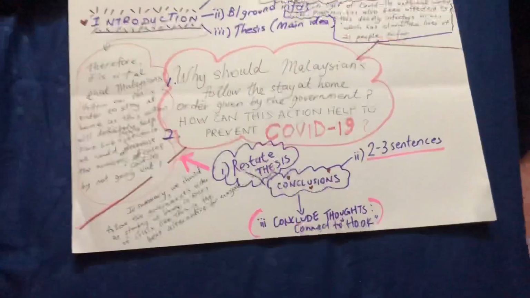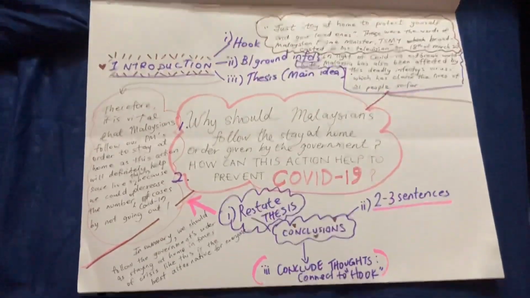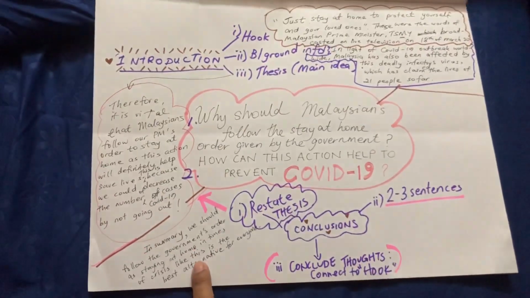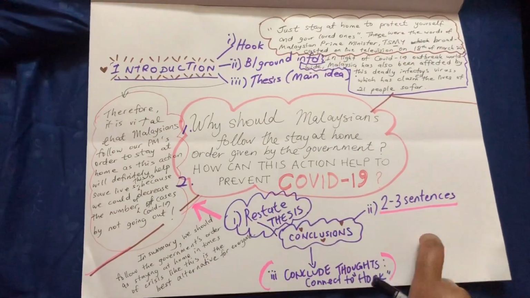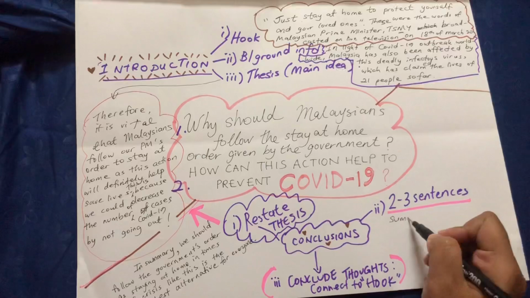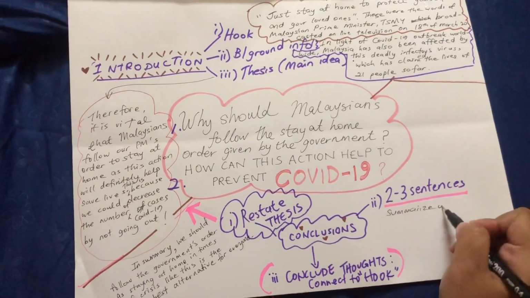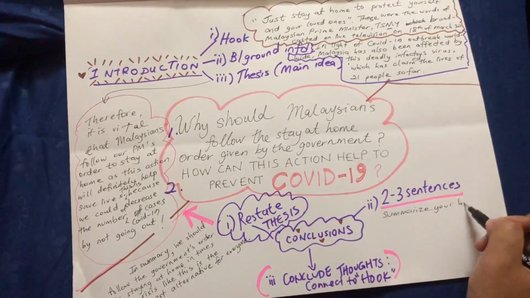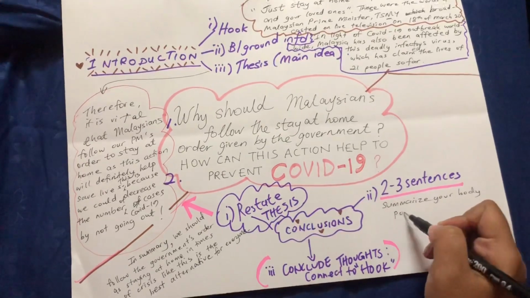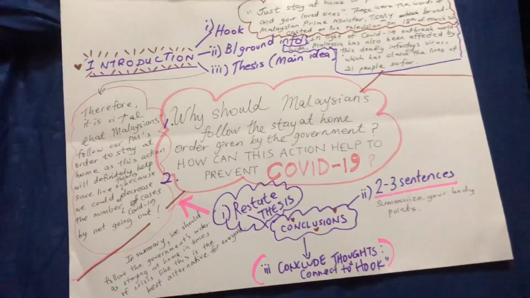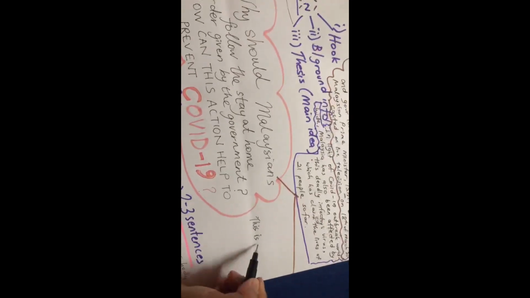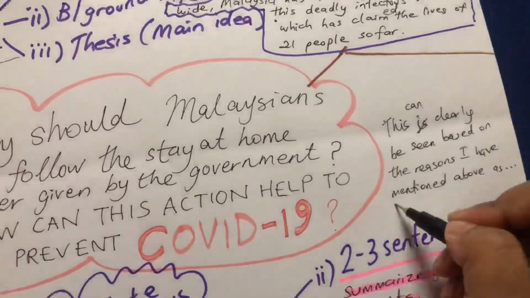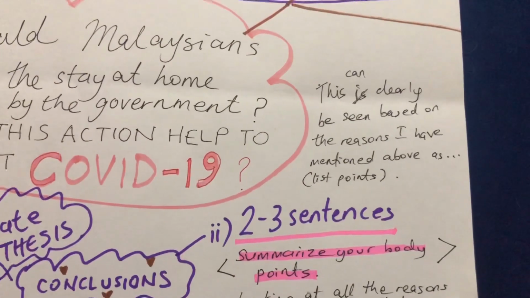Okay. 2 to 3 sentences. What can you write? We've got one sentence here and another sentence. Usually you would summarize your body points. Okay, something to note here.